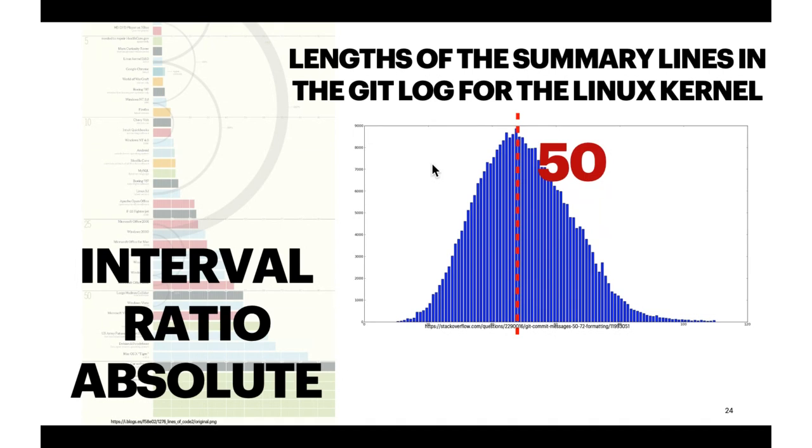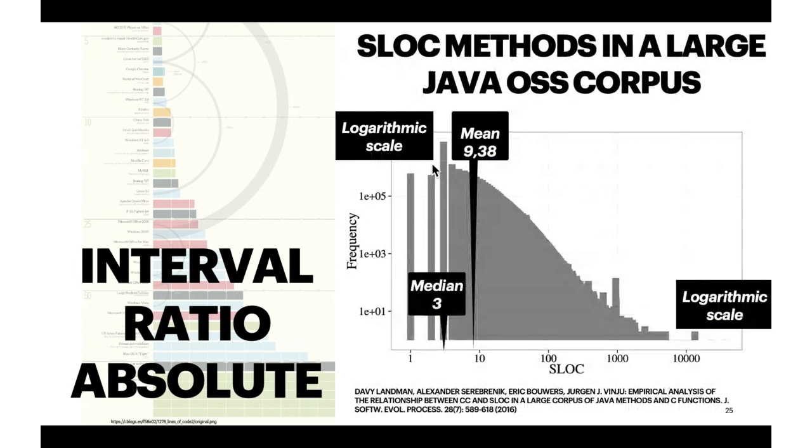Of course, it's by far not always the case that the numerical values are distributed in such a nice and symmetric way. Most of software engineering measurements do not look like this. Here is an example of a distribution of the number of source lines of code per method in a large corpus of open source Java programs. So please notice the logarithmic scale on both axes. If I had been showing this on the non-transformed scales, the picture would have looked completely different.